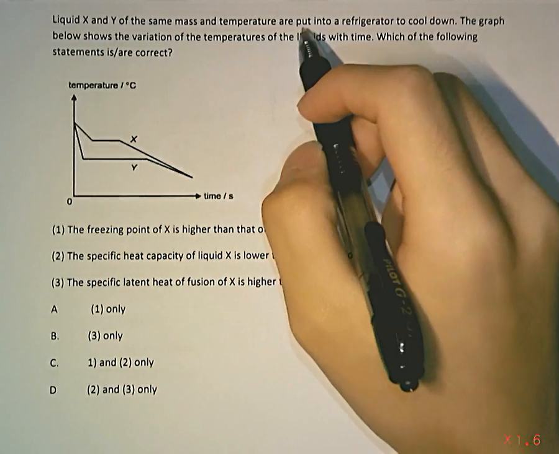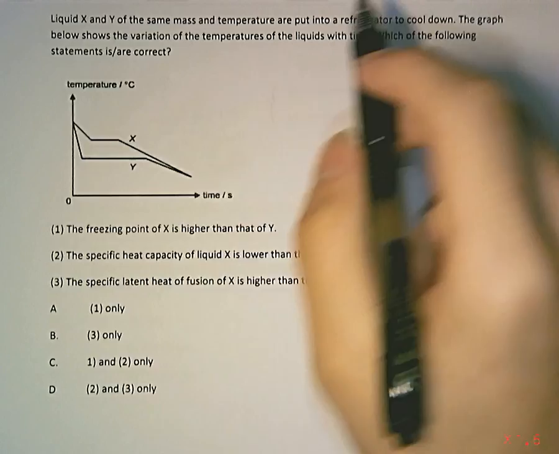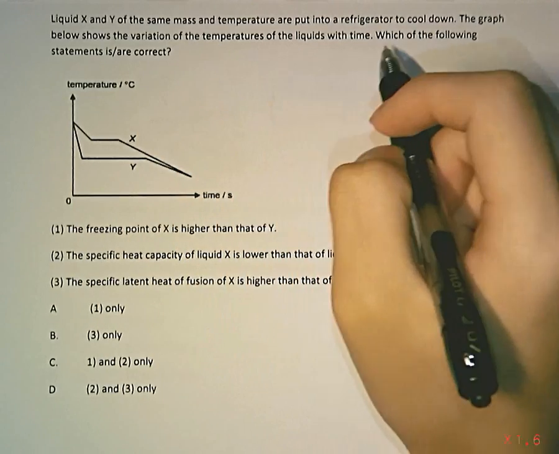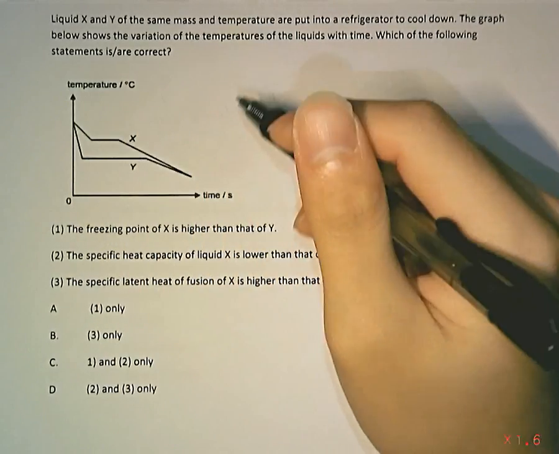Liquid X and Y of the same mass and temperature are put into a refrigerator to cool down. The graph below shows the variation of the temperatures of the liquids with time. So which of the following statements is or are correct?